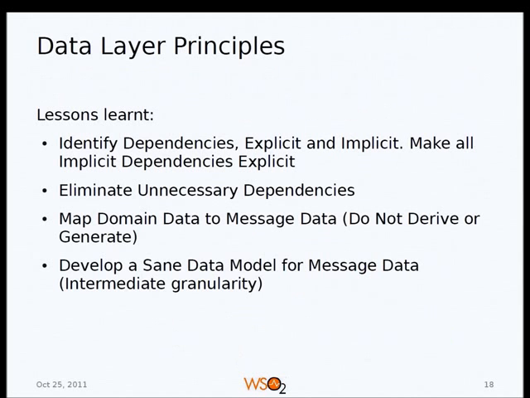The first one is you need to identify dependencies between systems. Some of these dependencies are explicit, some are implicit. An example of an implicit dependency in this example was that of the ECM instance ID. We didn't know when we first described the system that we would need to know which instance of ECM we were going to. That was an implicit dependency. Now we need to make all of these implicit dependencies explicit.